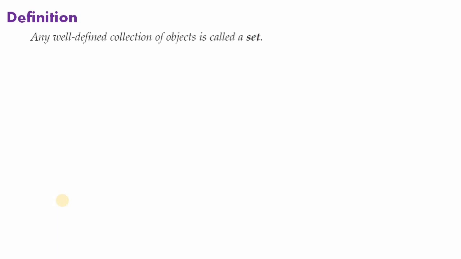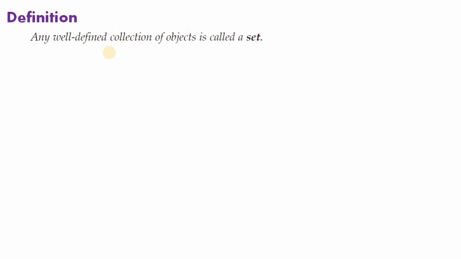So we see that any well-defined collection of objects is called a set. Now the very word set means a collection, right? It's a group. So now what kind of group are we talking about? It is a well-defined collection of objects. Now what is the meaning of well-defined? Let's try to understand.